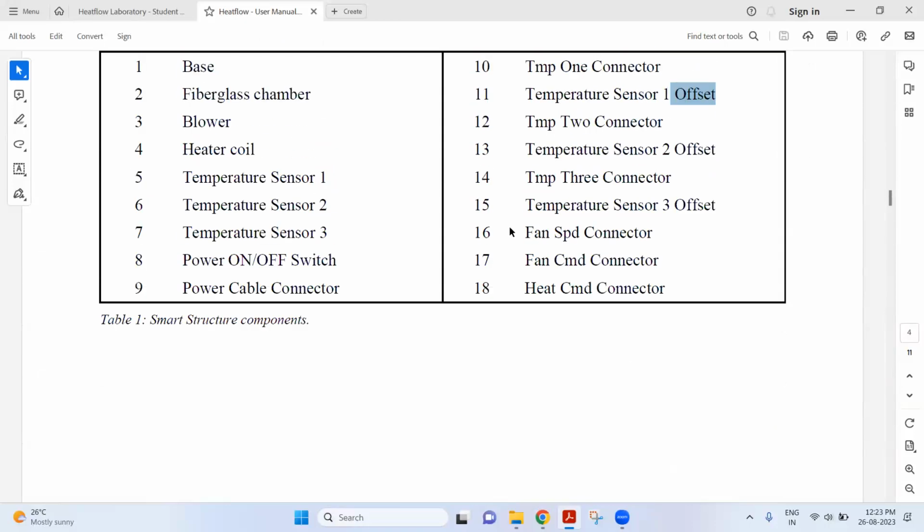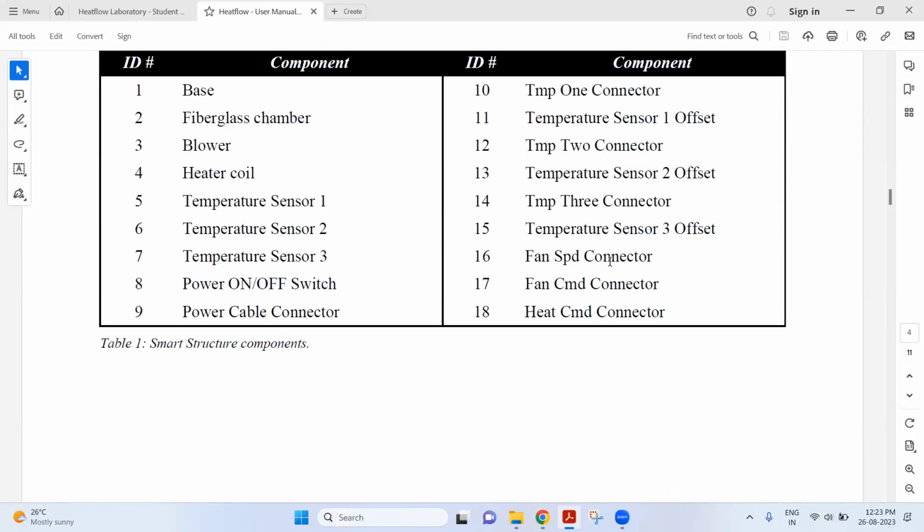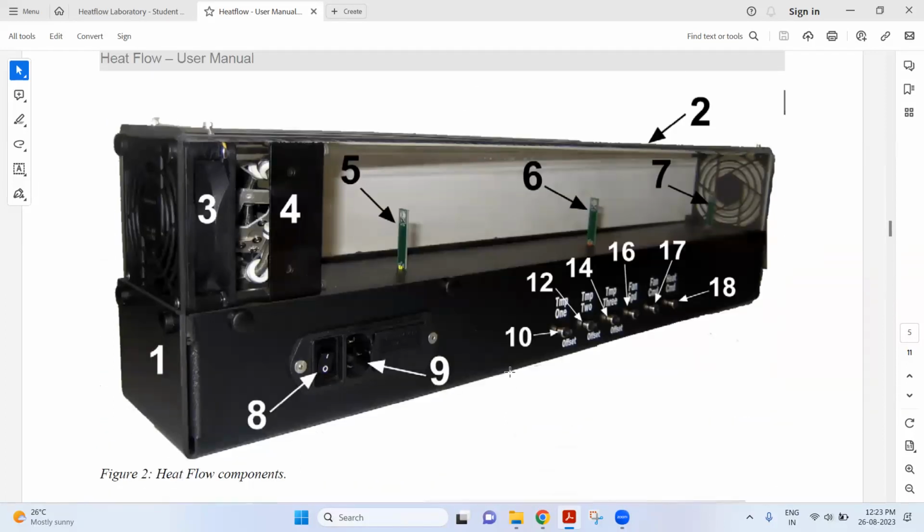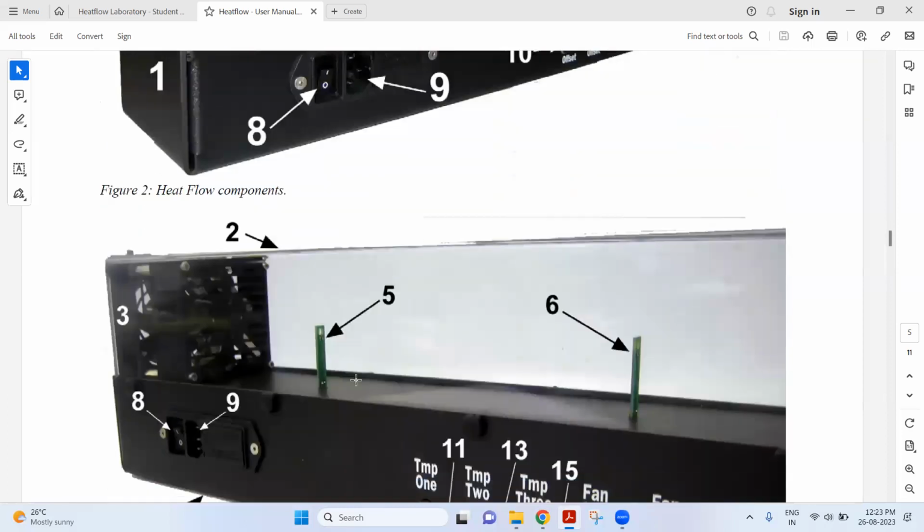Next, the fan, again the fan connections. Again same thing, fan connectors. So here there's a fan. So this is basically a setup for whichever experiment you're doing. It consists of a blower, it consists of a heater, it consists of three temperature sensors, and it consists of temperature changing things also, to detect the temperatures, and an on and off switch. Done.